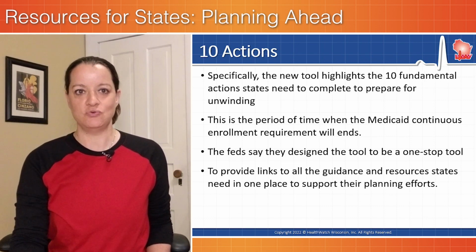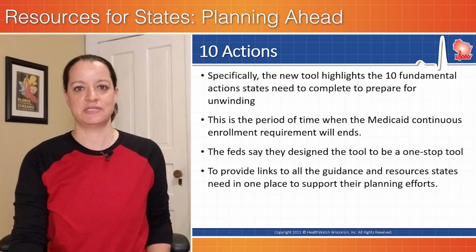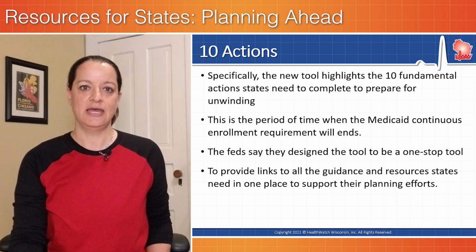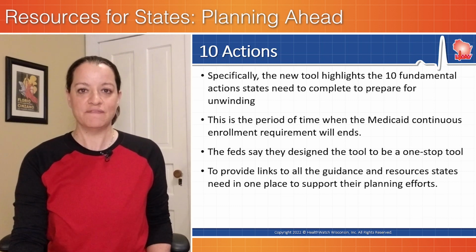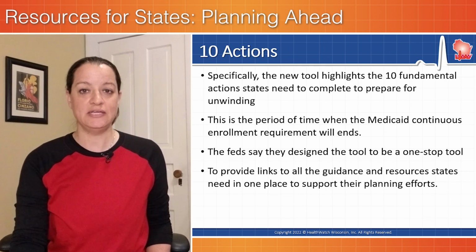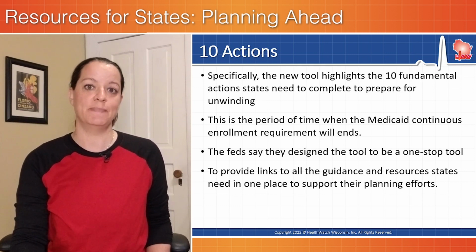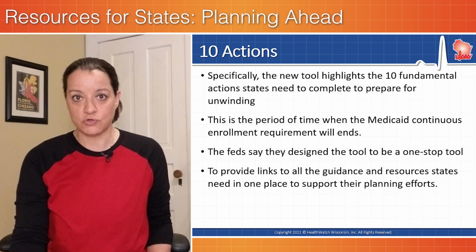Now, specifically, the new tool highlights what the feds identify as 10 fundamental action steps that states are going to need to take as they prepare for unwinding, and that is the unwinding of the national public health emergency. More specifically, the unwinding of the continuous eligibility in Medicaid feature that has been a part of our operations for these last over 2 years.